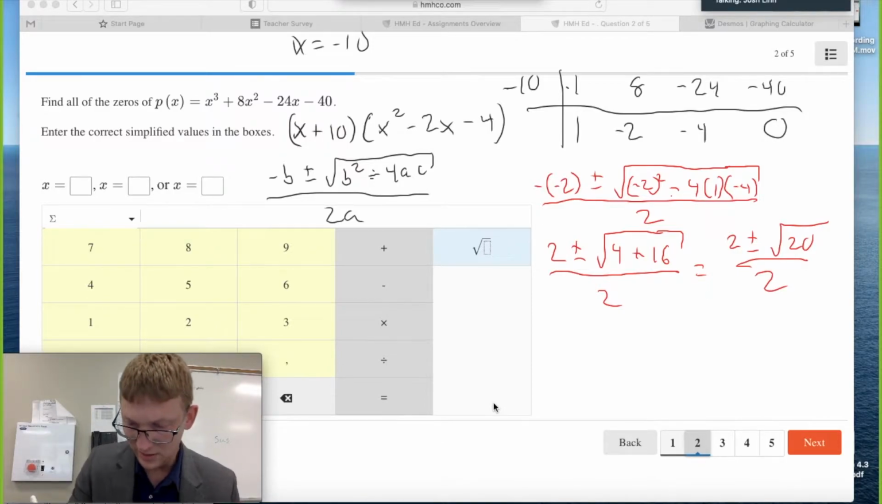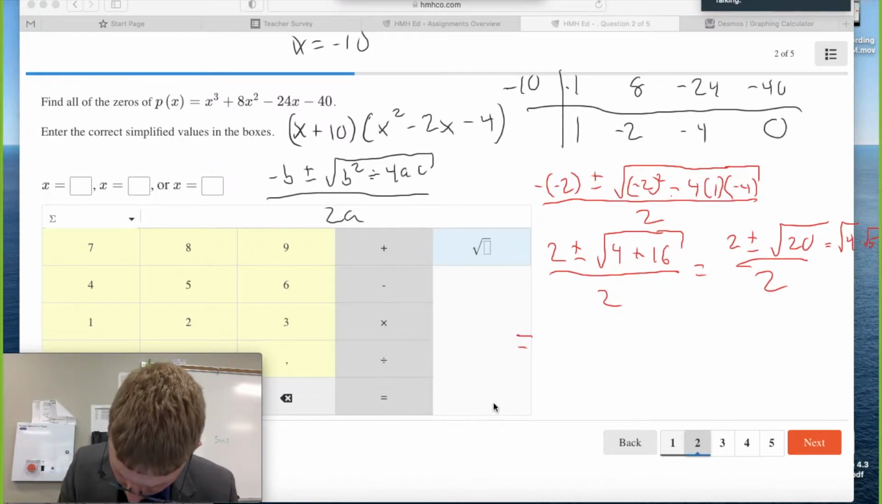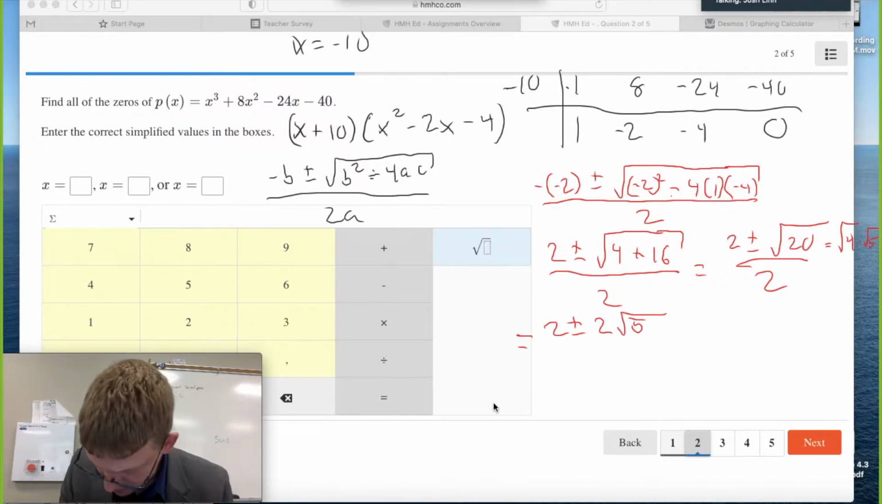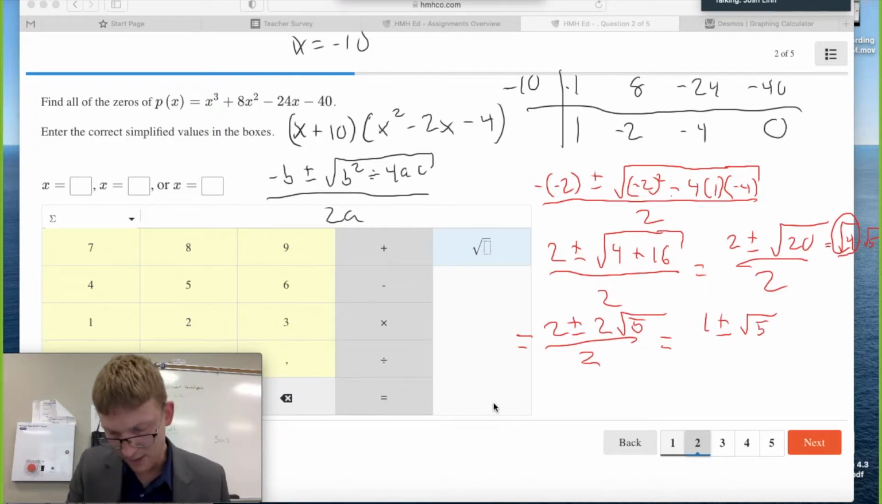Square root of 20 is the same as the square root of 4 times the square root of 5. So we can rewrite this as 2 plus or minus 2 square root of 5. So again, that just turns into a 2, all over 2. All of our 2's cancel out, so now we have 1 plus or minus square root of 5.